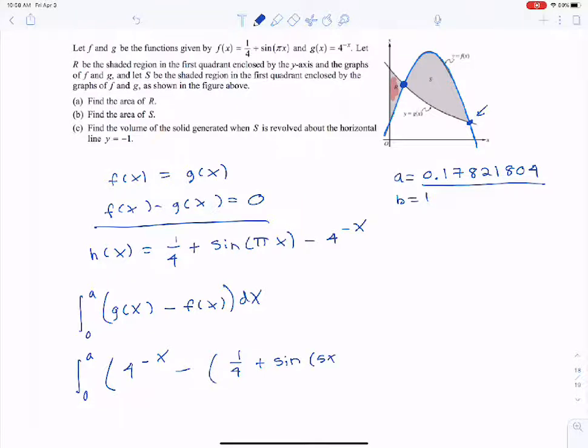Again, all of your calculators can do this. This is a definite integral. I keep on writing 5s and not pi's.